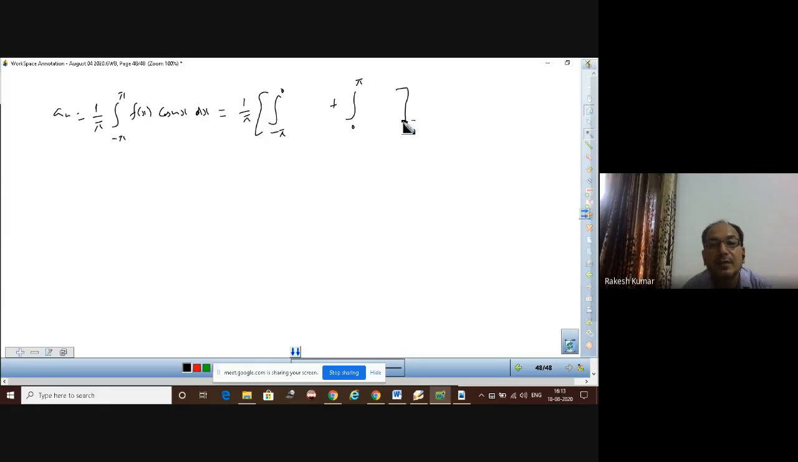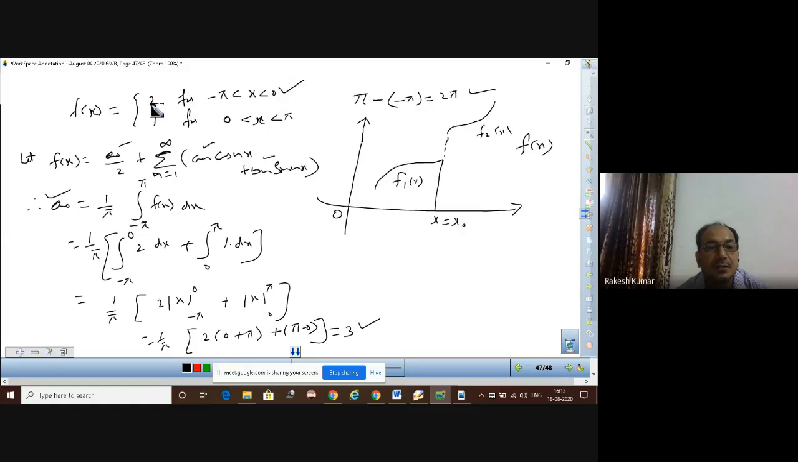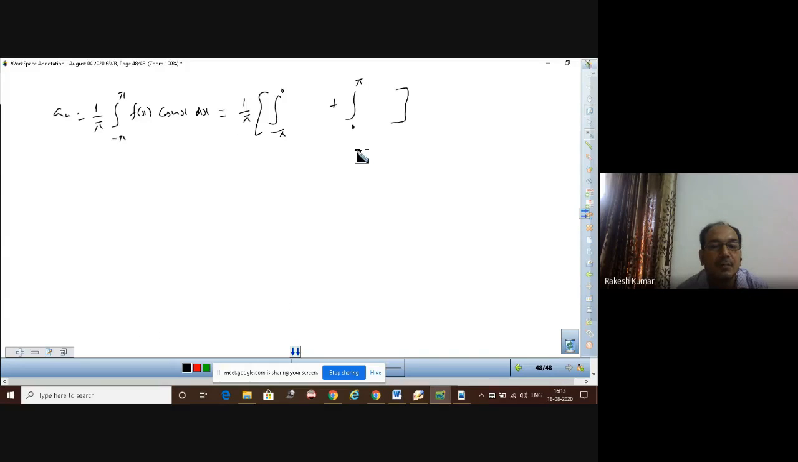And you know what is the value of the function from minus pi to 0? You can see that in the interval minus pi to 0, the value of the function is 2, and the value of the function is 1 for the interval 0 to pi. So you can substitute the values here, and this comes out to be 2 cos nx dx, and 1 cos nx dx.